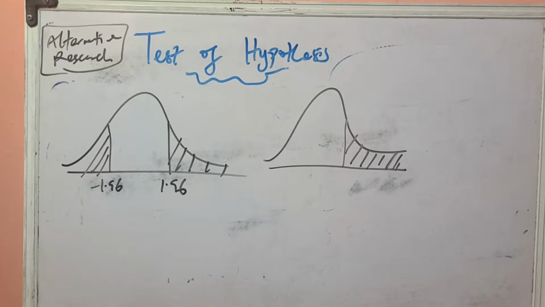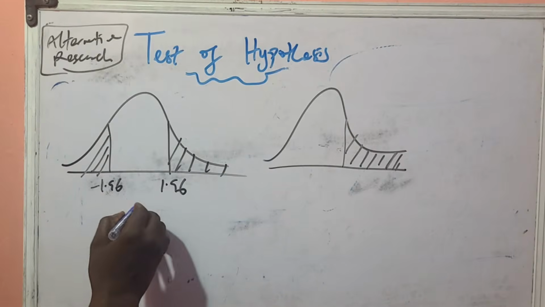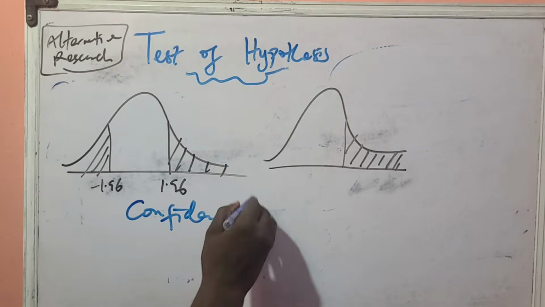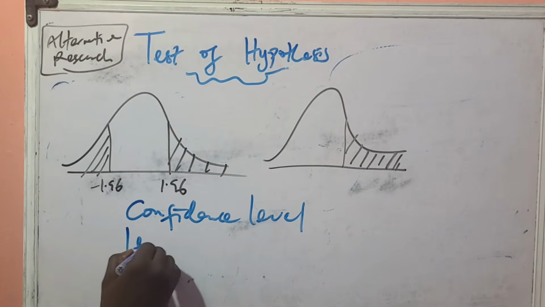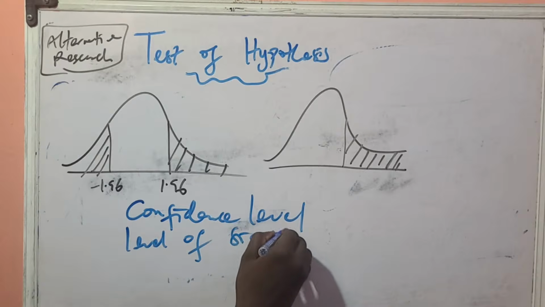Now, one of the things I wanted to explain in detail was confidence level and level of significance. This is vital because I've started mentioning confidence interval, and before I talk about confidence interval, I have to talk about level of confidence and level of significance. Very, very vital. All right. So confidence level, level of significance.